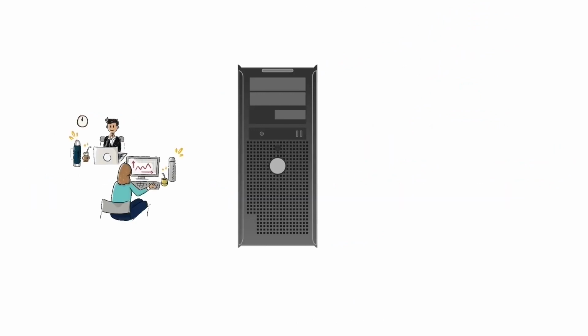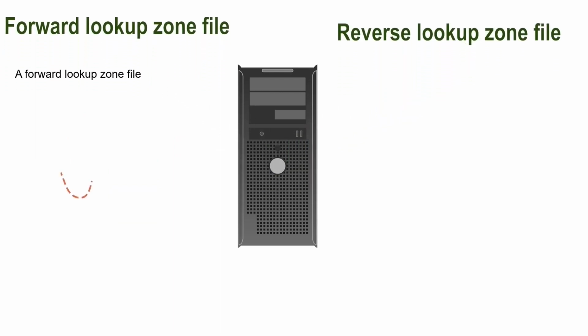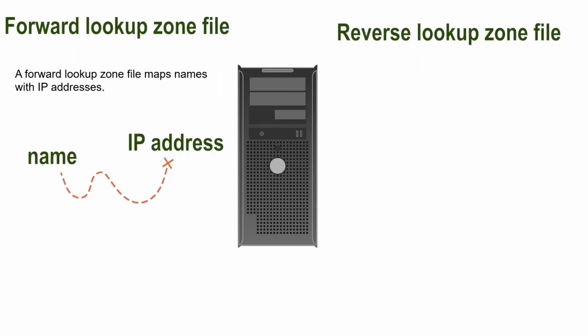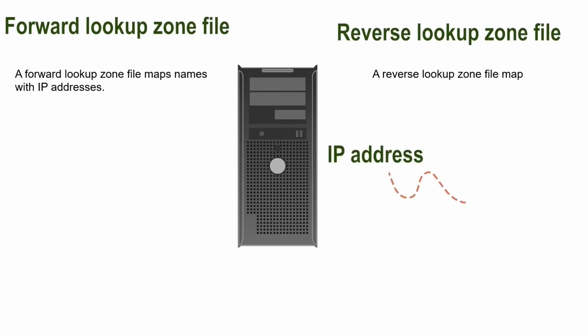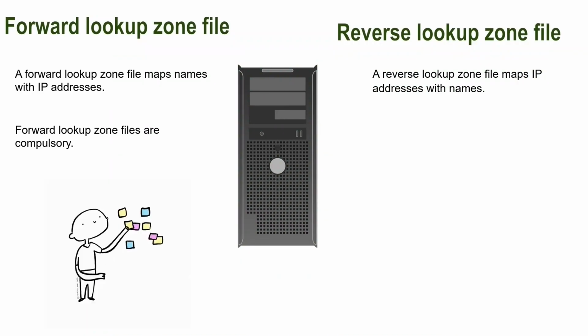Authoritative name servers use zone files for translation. There are two types of zone files, forward lookup zone file and reverse lookup zone file. A forward lookup zone file maps names with IP addresses. A reverse lookup zone file maps IP addresses with names. Forward lookup zone files are compulsory. You need to create a forward lookup zone file for every domain. In that file, you need to add records for all resources whose names you want to translate.